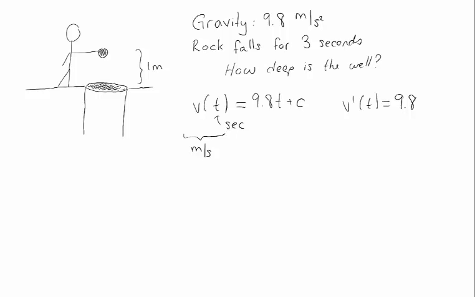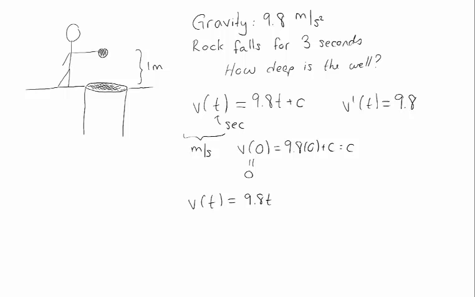Let's figure out that constant real fast. Well, if I'm at 0 seconds, that's right when I release the ball, then my velocity is going to be 9.8 times 0 plus c, which is just going to be c. But when I just release the ball, if I don't toss it down, if I just drop it, my velocity is going to be 0. So actually in this case, c is equal to 0. So let's say that the equation of our velocity is 9.8 times t.